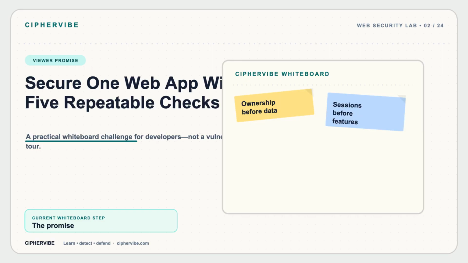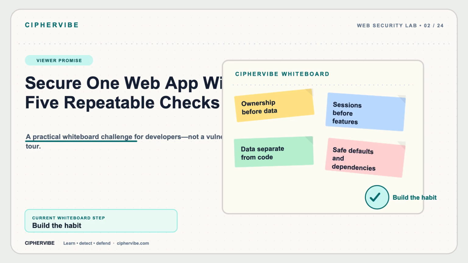anything? In this video, we will secure the fictional ShopBoard app using 5 checks you can reuse in any stack. We will protect object access, strengthen sessions, keep data separate from executable instructions, remove unsafe defaults, and keep third-party code accountable. Every action stays inside a local simulation with invented users and records.